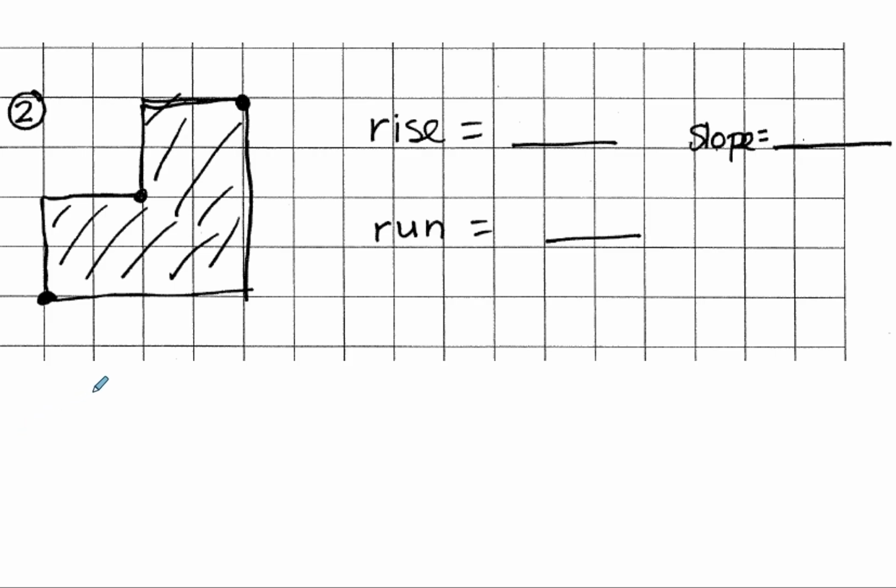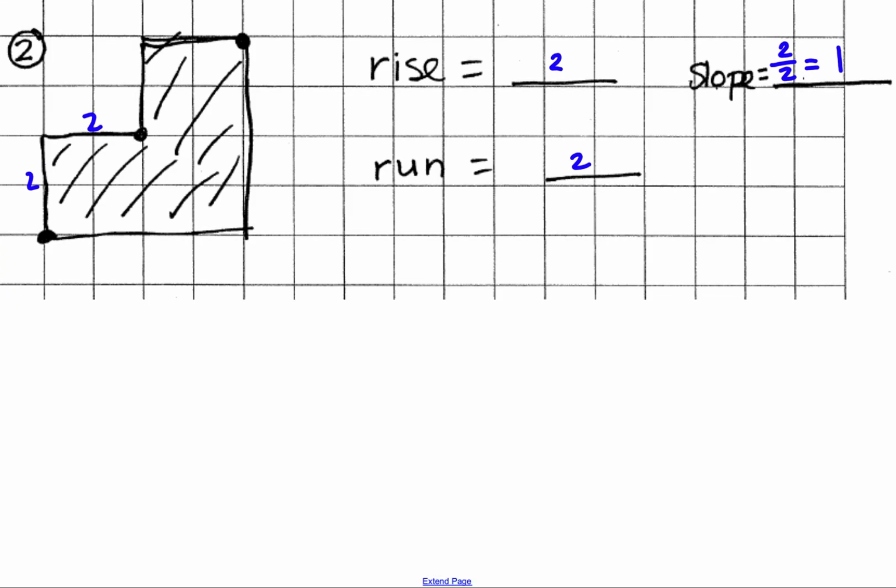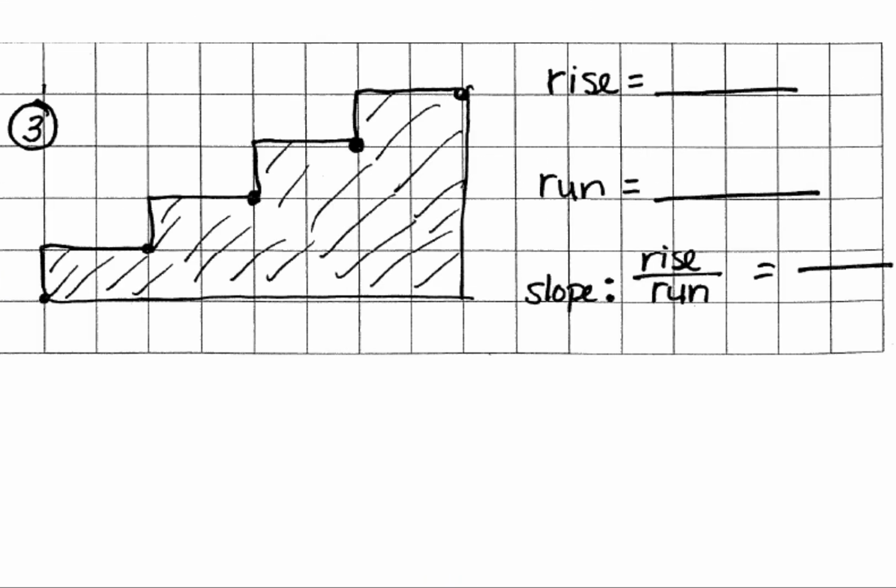All right, let's take a look at this next one. Our rise, we're going up 2, and our run is over 2. Same thing for this one, up 2, over 2. So our slope we write is 2 over 2, and that does simplify to one whole. You can have a slope that's a whole number. You cannot have a slope that is a mixed number.